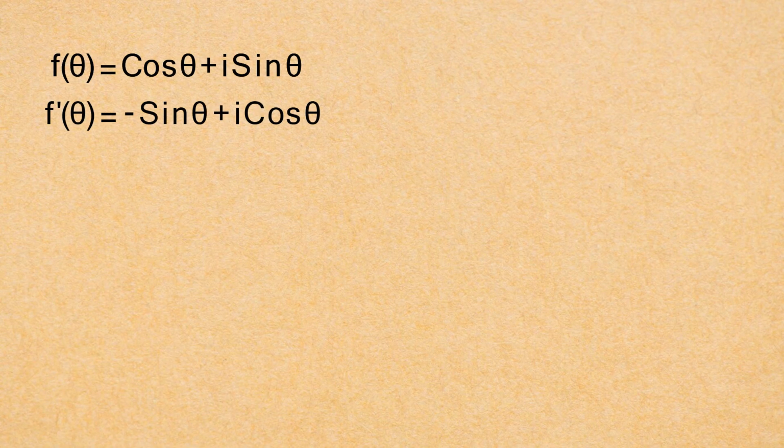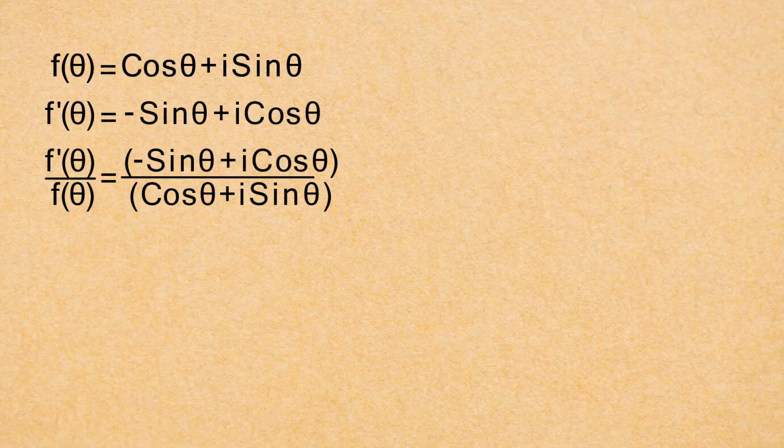Now, next step, I'm going to take the derivative of both sides. The derivative of f of theta is written as f prime of theta. That simply means the derivative of f of theta. And on the right, we get minus sine theta plus i cos theta. That's because the derivative of cos is minus sine, and the derivative of sine is cos. Okay, now I'm going to do something a little unusual.